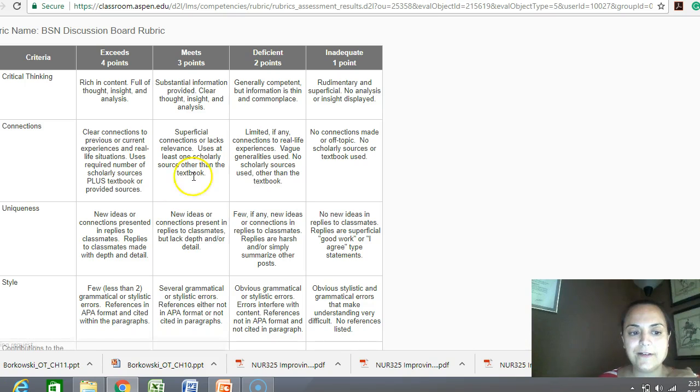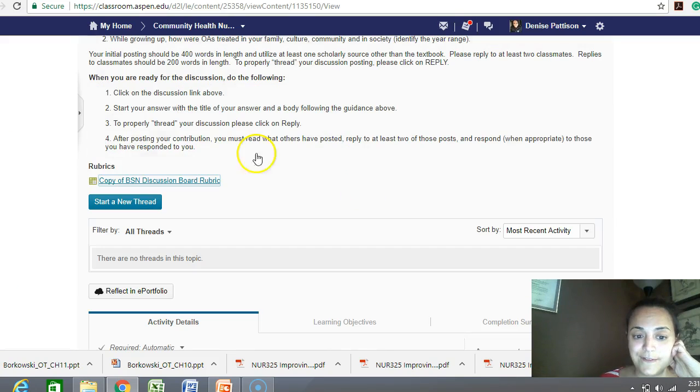Here is the discussion board rubric for the bachelor's level. This is how I grade, and I will write feedback based on what I find here in the rubric, okay? So think about critical thinking. Make sure that you have full thought, insight, and analysis. Make sure that you are specific. And make sure that you find ideas and draw concepts and present them to me.